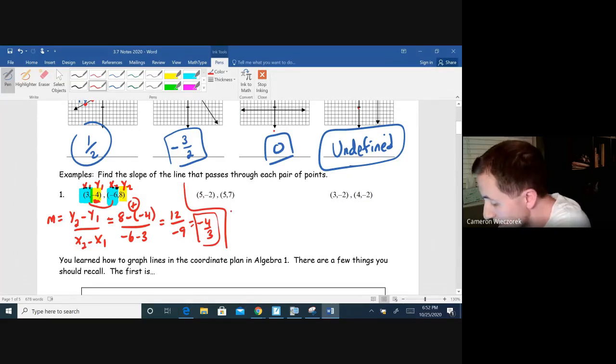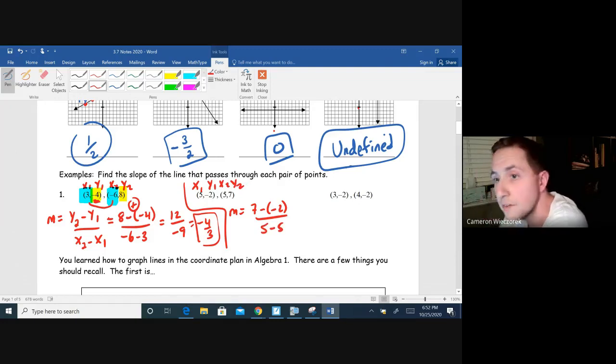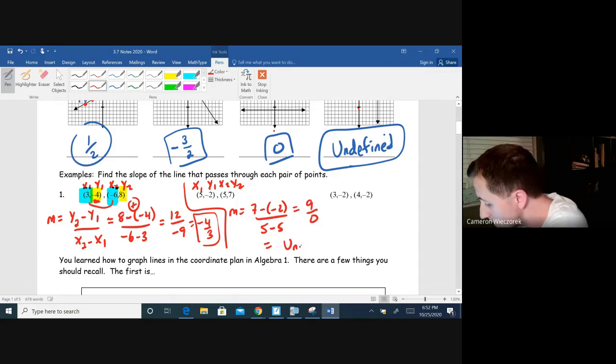Second one, I'm going to do the same thing. I'm going to do y2 minus y1, 7 minus -2 over x2 minus x1. So x1, y1, x2, y2. But this time, notice you do 5 minus 5 in the bottom, and you end up dividing by 0. So that's undefined. This is a vertical line.